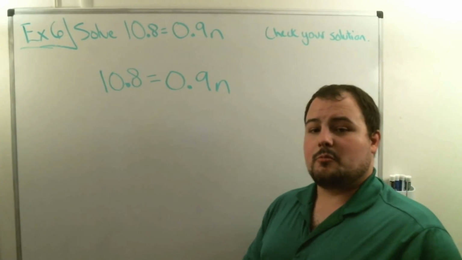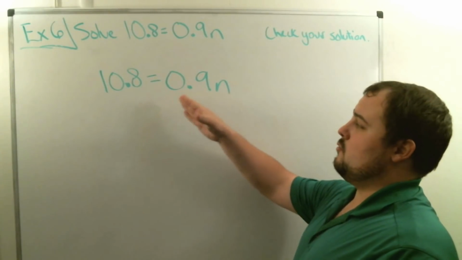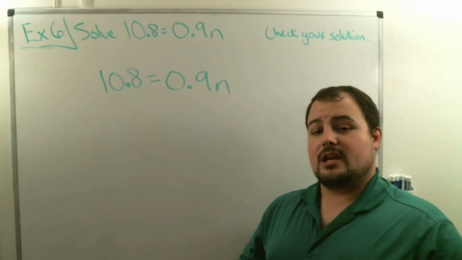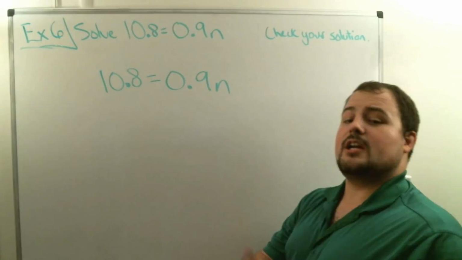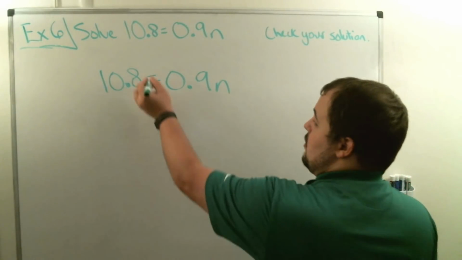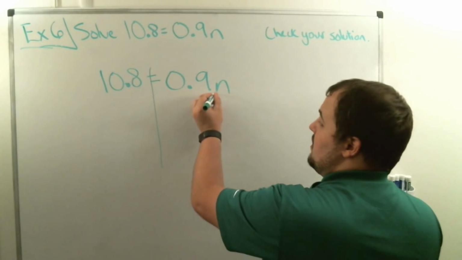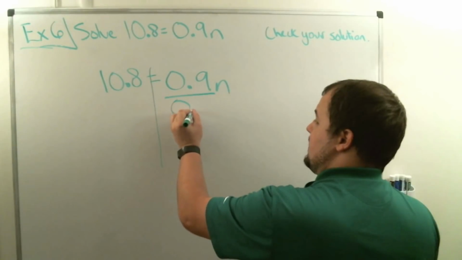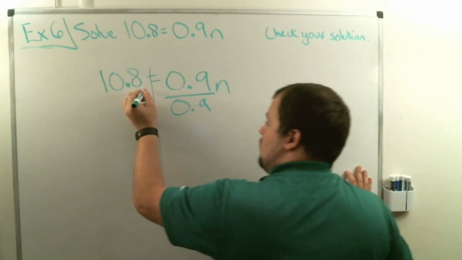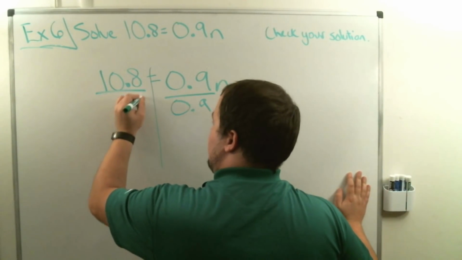So in this problem, we have 10.8 equals 0.9n. Again, we want to change this 0.9 to the number 1. We know in mathematics, if we want something to equal 1, all we've got to do is divide it by itself. And if we do that on one side, we do that to the other.